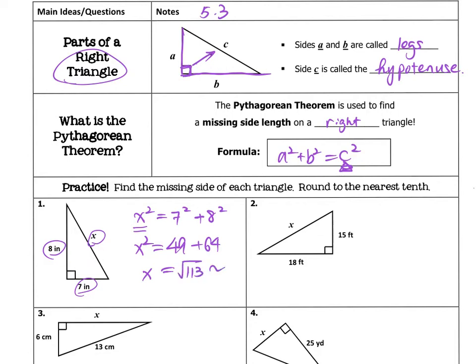You're welcome to leave it the way it is, as long as it's simplified, meaning 113 cannot contain another perfect square, or you can use your calculator and give an approximate of 10.6. Okay.